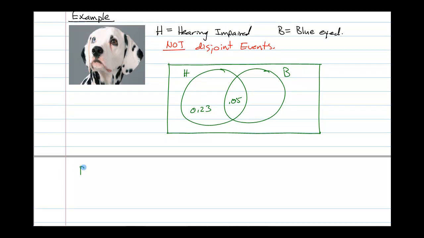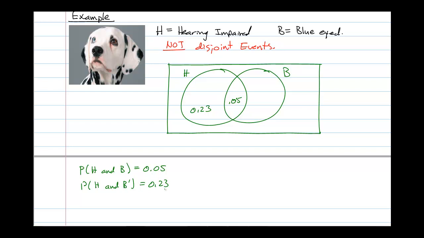The probability of hearing impaired and, whoops, this is a symbol that means and. I'm just going to write it out though so I don't cause as much confusion. So hearing impaired and blue-eyed is about 5%. And then we also have the probability of hearing impaired and not blue-eyed. So that B prime, not blue-eyed, is 0.23.